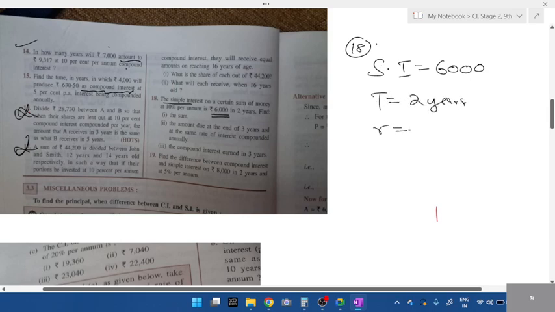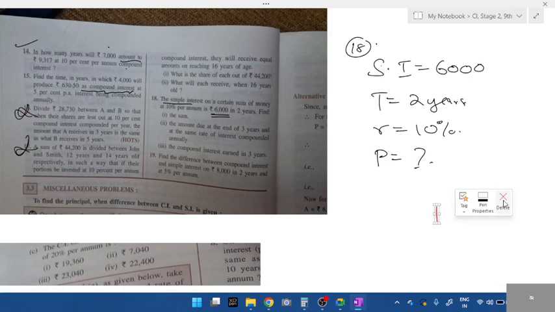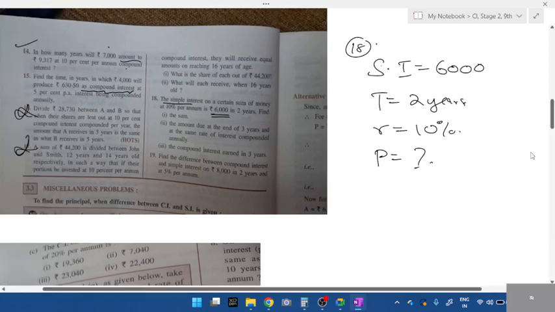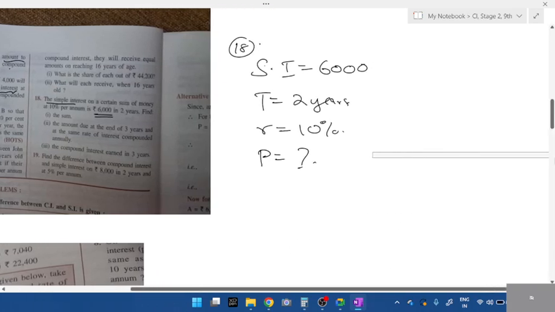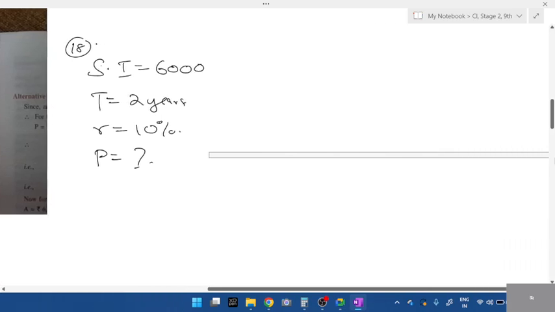Rate is equal to... What do we need to find? Sum. What do you mean by sum? Principal. So this 18th question, just mark it, students. It is a combination of simple interest and compound interest together. So the first part is using simple interest. They mentioned the word SI, so let us use SI.